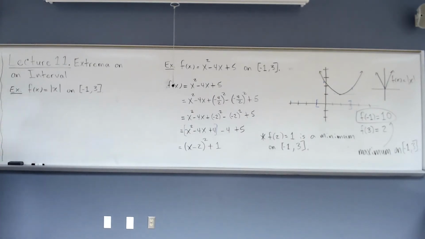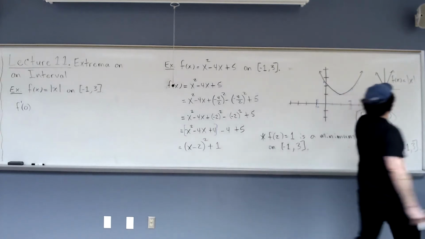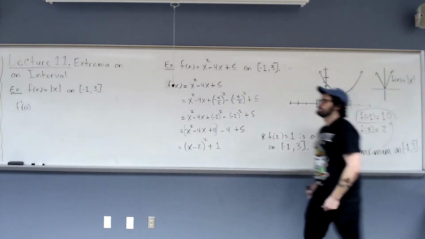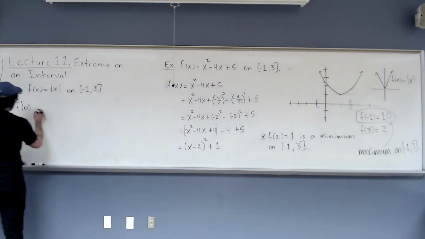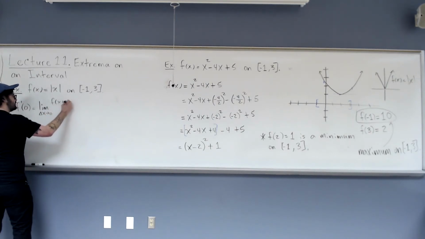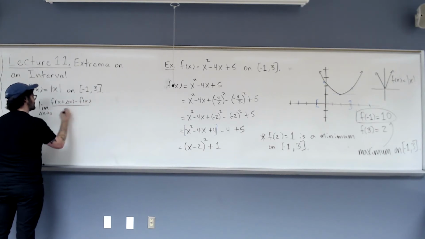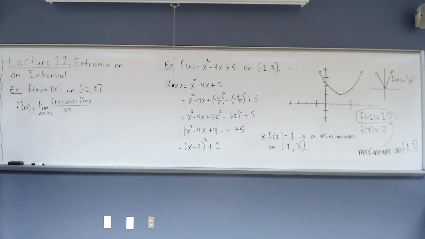So what does it mean to have the derivative? So f prime of 0, that's where we're considering this, right? What does that equal? That's equal to the limit as the change in x goes to 0 of f of x plus delta x minus f of x over delta x. That's the formal definition that we learned a long time ago.